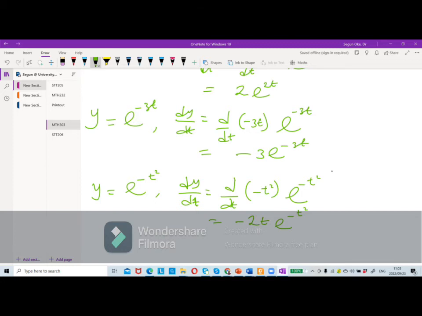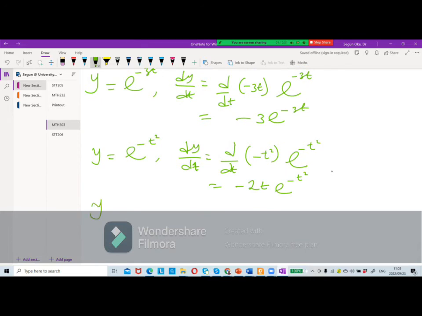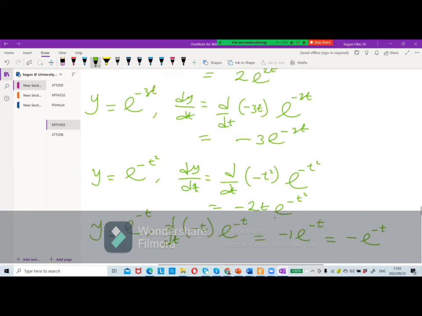Yes, sir. Now, let's go back to our question. If you want to differentiate y, exponential minus t, so I will have what? D dt of negative t. Are you getting it? Exponential minus t. So what do I have? I will have minus 1 exponential minus t, which is the same thing as minus exponential minus t. Thank you very much, sir. So that's the way we come across it. Thank you, sir. So we can proceed now. So I can clean the board.